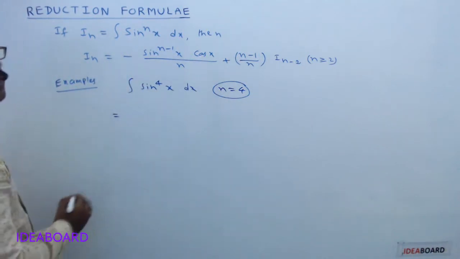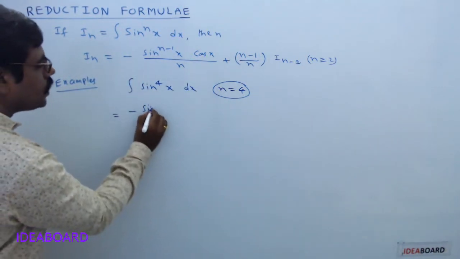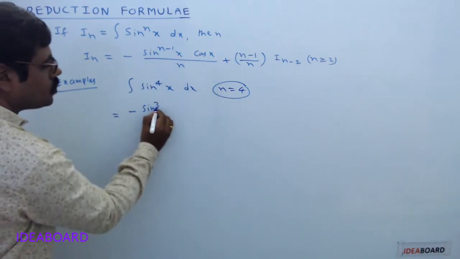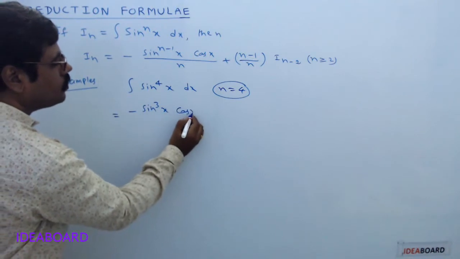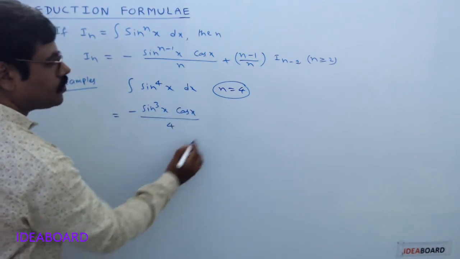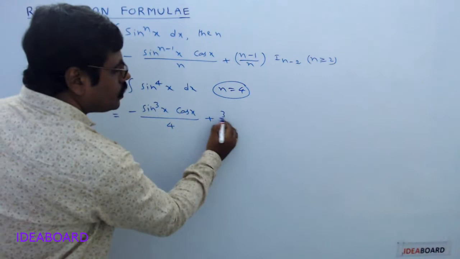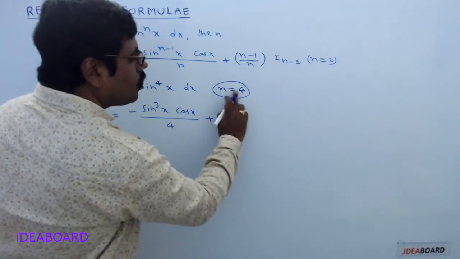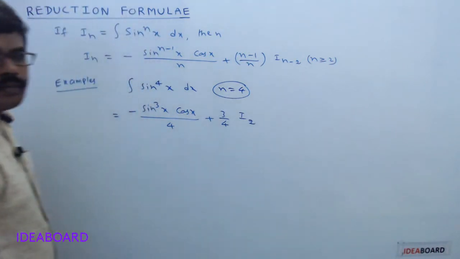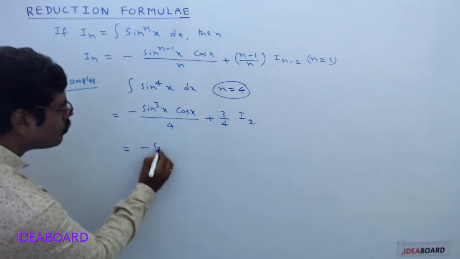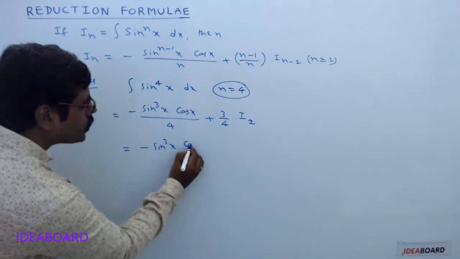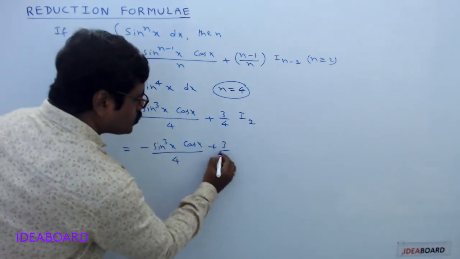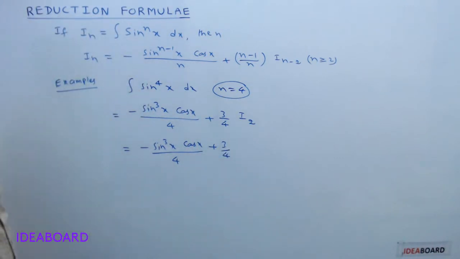So this equals minus sin power n minus 1 x, n value 4. So minus sin cube x into cos x divided by 4 plus 3 by 4 into I(n−2), I(4−2), I2. Now this equals minus sin cube x into cos x divided by 4 plus 3 by 4 into I2.